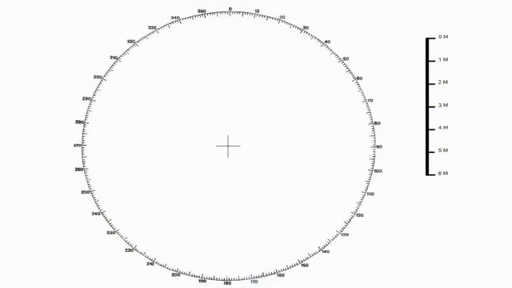So for radar plotting, the first thing we need is the plotting sheet, which consists of the radar screen and a scale along the side. We're going to determine a couple of things in advance.